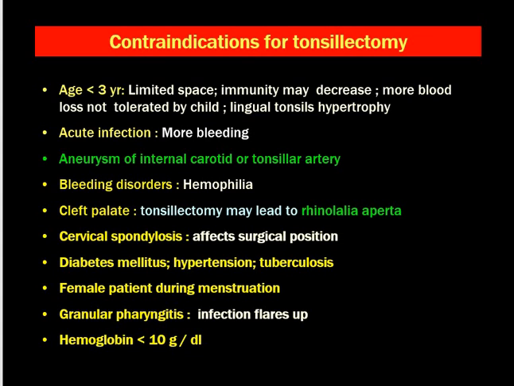Bleeding disorders like hemophilia, cleft palate which leads to rhinolalia aperta, cervical spondylosis which affects surgical position because the neck has to be extended. Other conditions like diabetes mellitus, hypertension, tuberculosis may be relative contraindications for surgery, but we perform surgery in controlled conditions. Occasionally, in females during menstruation, tonsillectomy may be contraindicated because there may be vicarious bleeding. When the patient is having infection or granulopharyngitis, the infection may flare up after tonsillectomy, so we delay the procedure for some time. And hemoglobin less than 10 gram per deciliter may be one of the relative contraindications for surgery. Although nowadays the tonsillectomy surgery is performed without much bleeding.